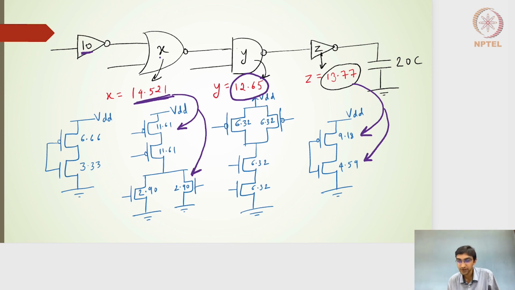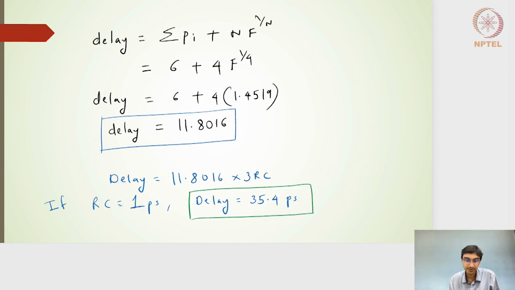So the sizing of x, y, and z, which is the gate sizing, and how it has been distributed appropriately to its respective transistors, NMOS and PMOS transistors. Hope this is clear.